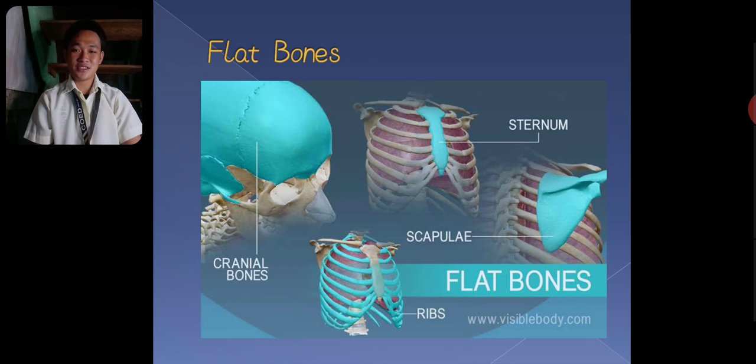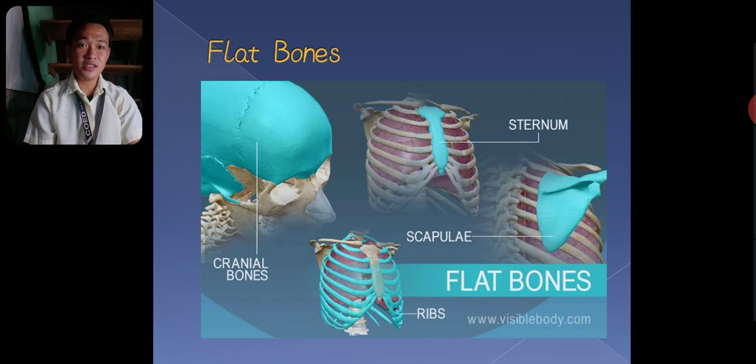So, flat bones. Sa flat bones, isang halimbawa ay ang sternum, scapulae, ribs, and cranial bones. So, flat bones are made out of a layer of spongy bone between 2 thin layers of compact bone. So, it has a flat shape, not rounded. The function of bone is to protect internal organs such as brain, heart, and pelvic organs.